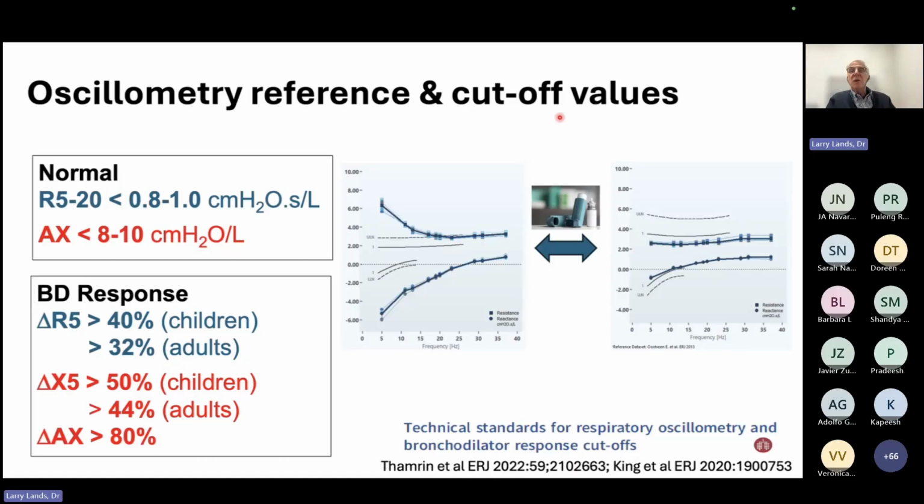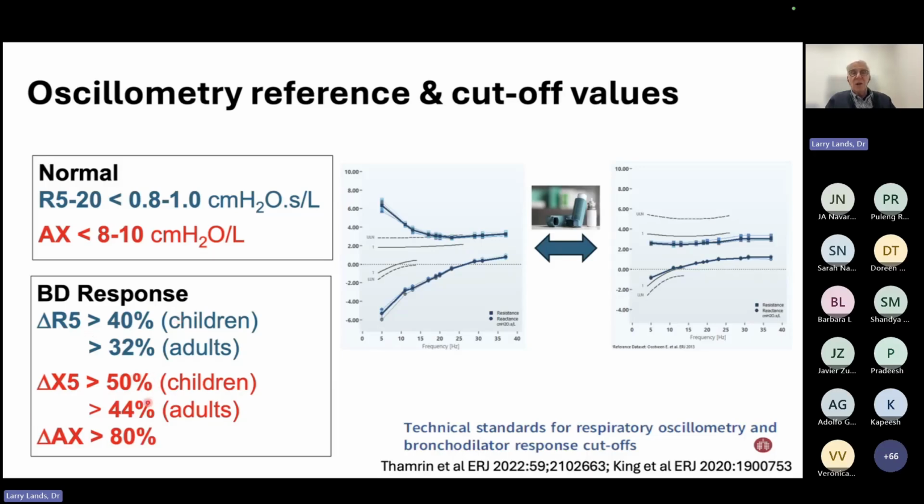So in terms of what do we consider normal? In general, there are 2 statements that have come out, and I'll show you on the next slide some further data that's come out for adults. But generally, we have an R5 that's 0.8 to 1 centimeter, and with an area under the reactance curve of 8 to 10. So that's that area under here. And for a bronchodilator response, we're talking somewhere between 30 to 40% for adults and children if you're using resistance.